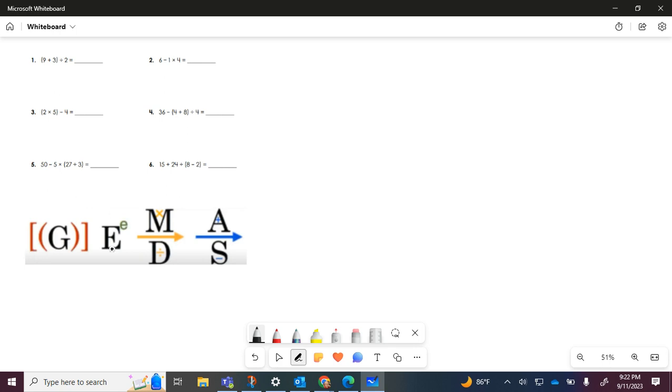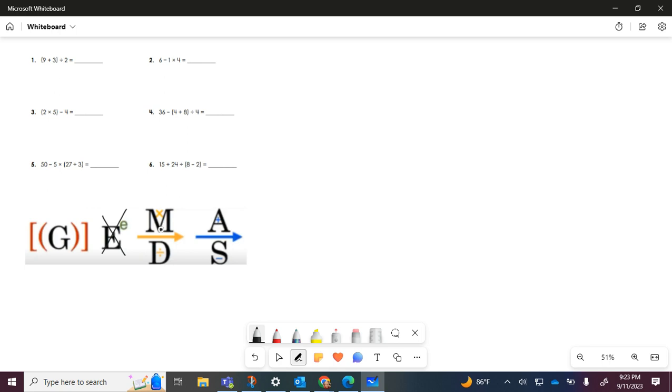E stands for exponents, which we will not be using in fifth grade, but those will be coming up soon. M stands for multiplication and division is D. A is addition, and S is subtraction. The reason these are written the way they are is that it tells you the order you do things in. If you do not follow the order, you will get the problem wrong. So always, the groups are first. Again, we're skipping exponents because in fifth grade we're not going to have them.